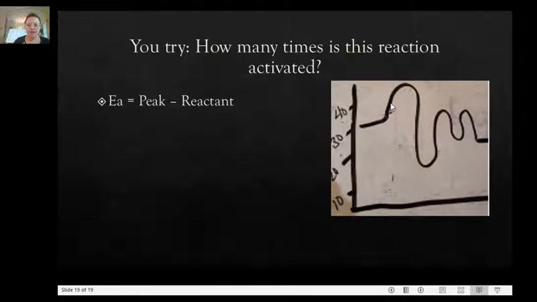And here we count the peaks, 1, 2, 3 peaks. So this reaction has to be activated 3 times.